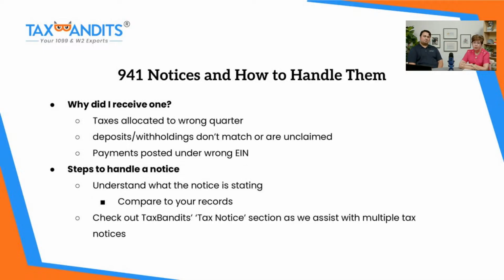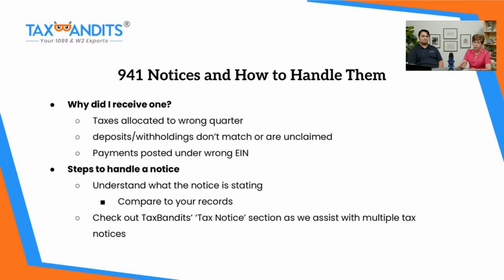So when you receive a notice, the first thing you want to do is determine why you are receiving the notice. Sometimes it can be that the taxes were allocated to the wrong quarter. It also could be that your deposits and your withholdings don't match, or they're unclaimed, or you've posted your payments under the wrong EIN.